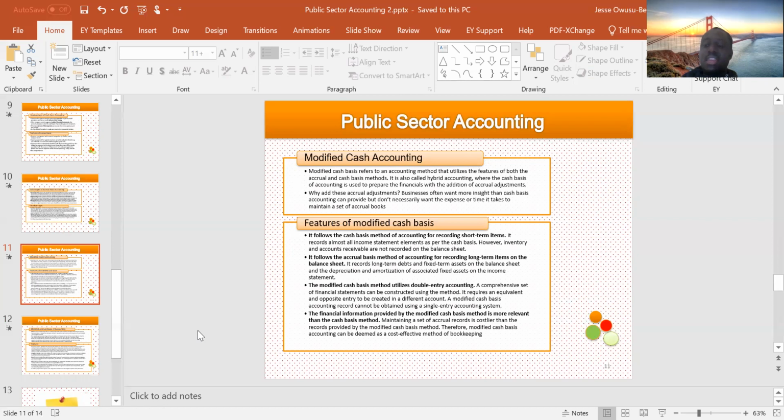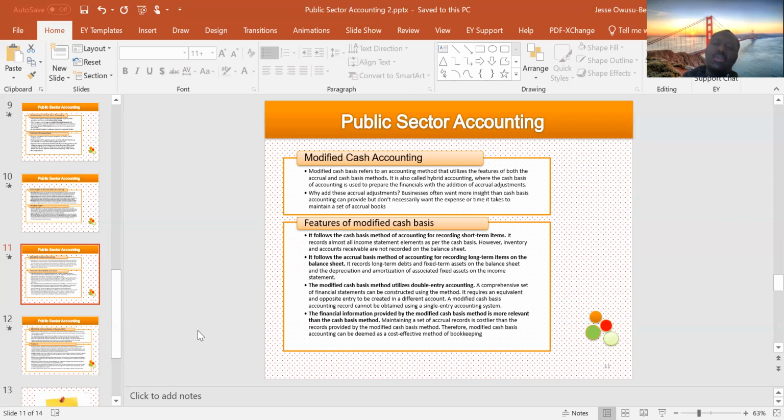So the cash basis of accounting is used to prepare the financials with the addition of accrual adjustments. Please take note of that. Let me repeat that again. The cash basis of accounting is used to prepare the financials with the addition of accrual adjustments.